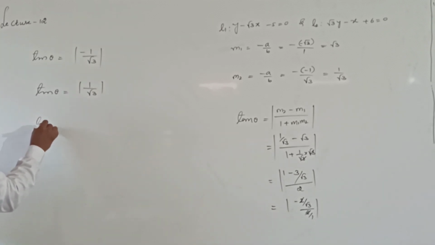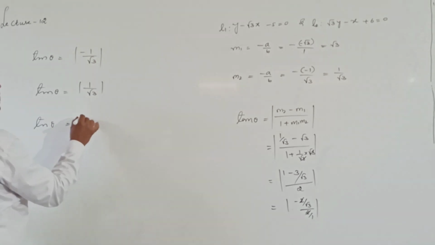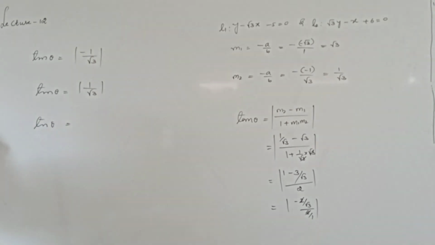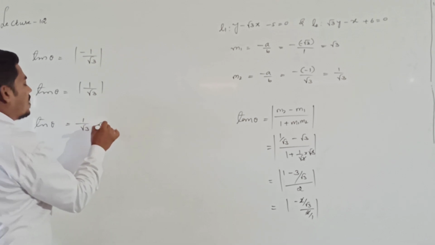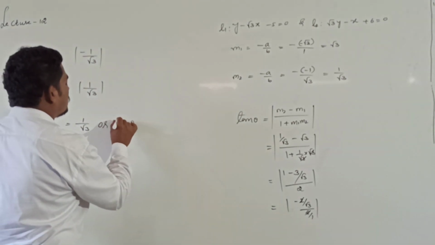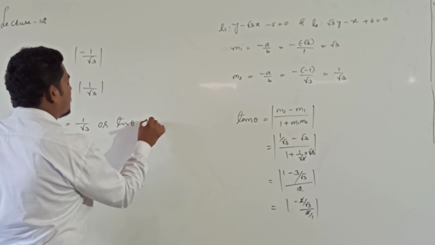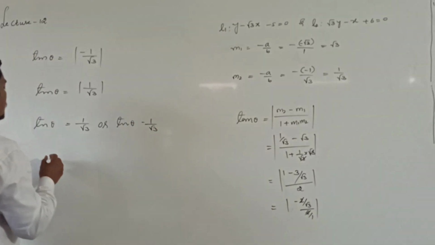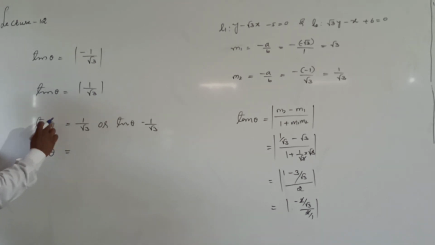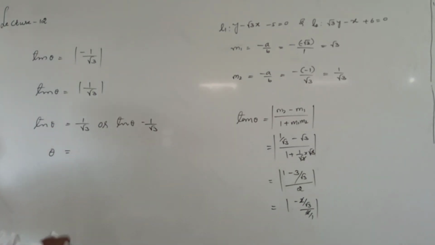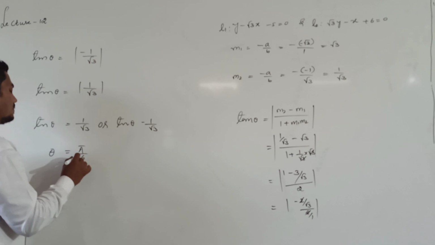So tan theta is equal to, once considering the positive sign, once the negative sign, plus 1 divided by root 3 or tan theta is equal to minus 1 divided by root 3. Tan theta is equal to 1 by root 3 means what is the theta value? Tan theta is 1 by root 3 when theta is pi by 6.